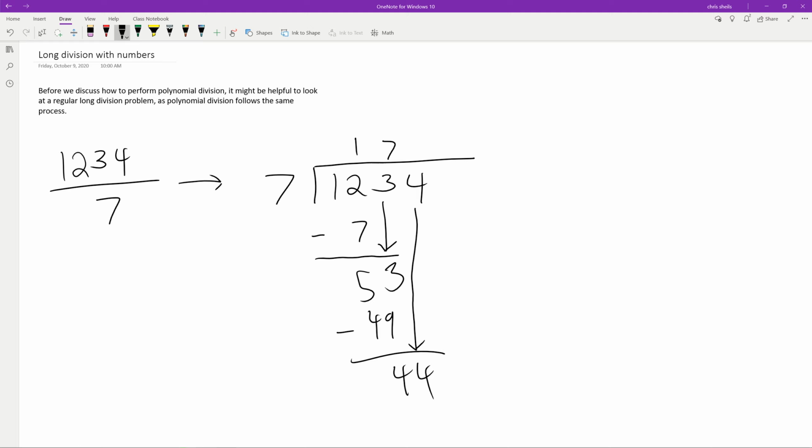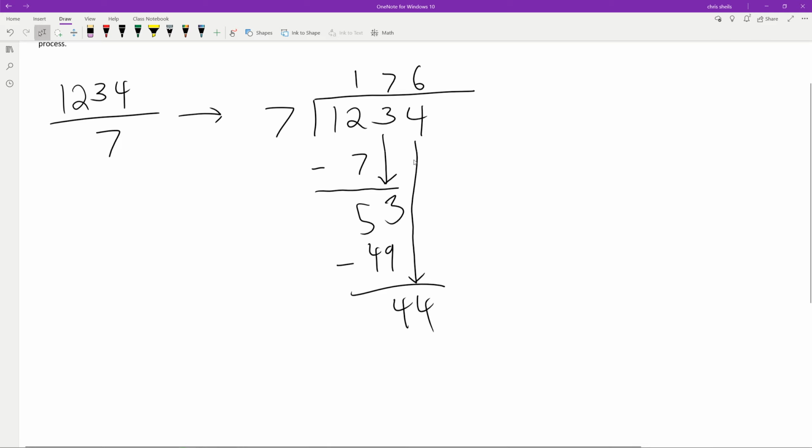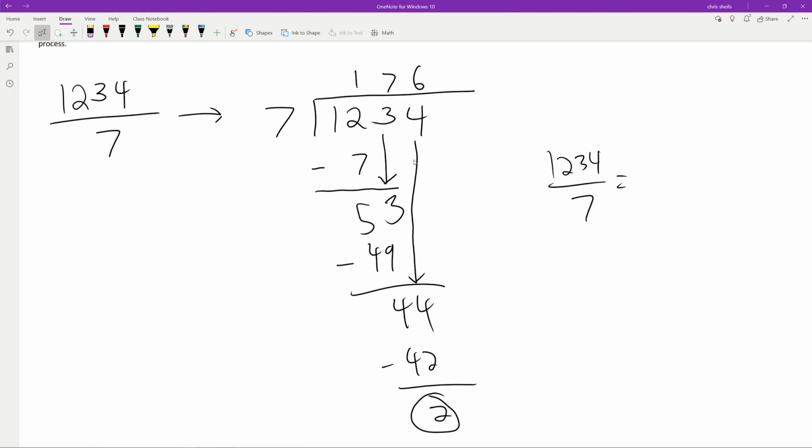7 goes into 44 6 times. 6 times 7 is 42. 44 minus 42 is 2. So I have a remainder of 2 here. So this means that 1,234 divided by 7 is 176 and 2 sevenths. I take this remainder and I place it over my divisor.